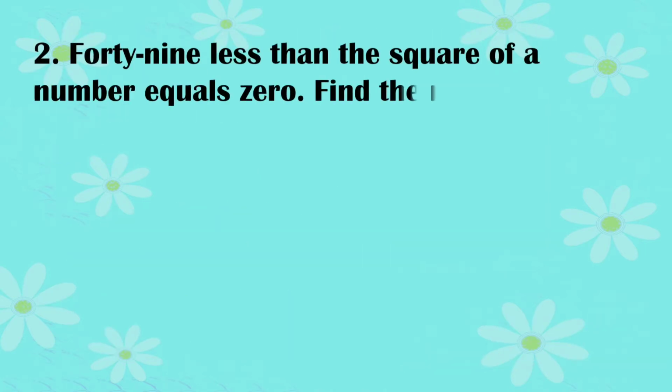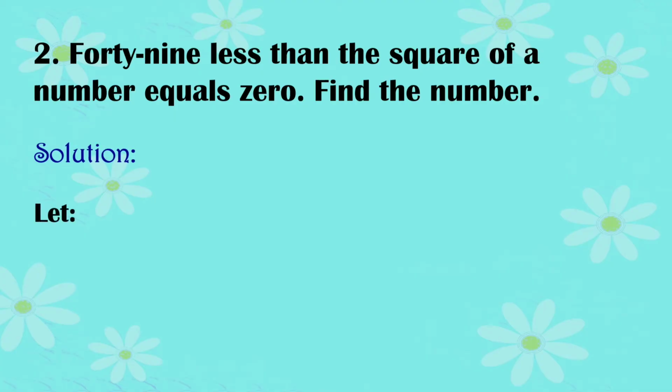So, number 2. 49 less than the square of a number equals 0. So, find the number. So, meron tayong word dito na less than. So, pag less than, ang operation na gagamitin natin ay subtraction. So, square sa exponent po yan. So, equals. So, equals sign. Ayan.